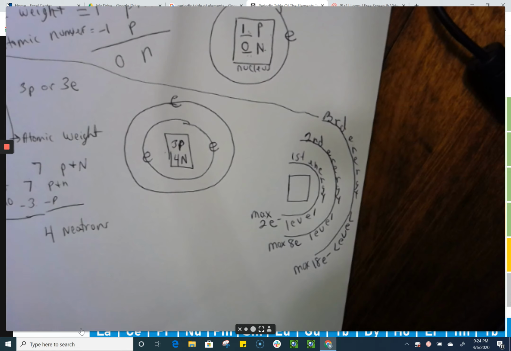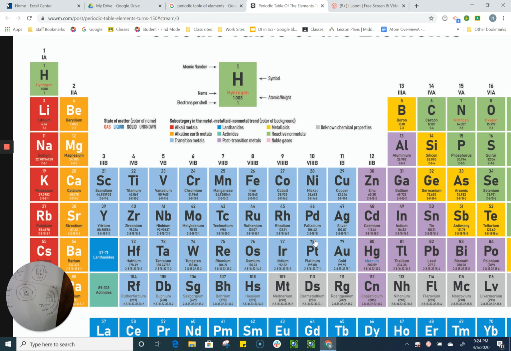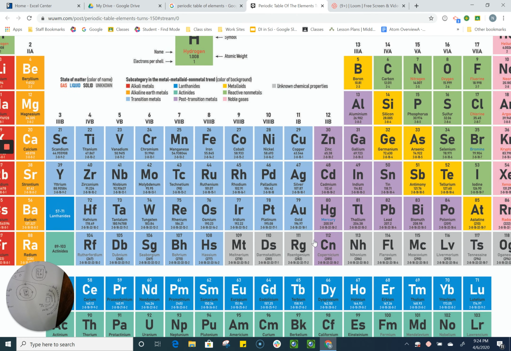So to summarize, everything's made of matter. Matter can be made of elements, compounds, or mixtures. And this table here represents the elements that we know of. Elements 1 through 92 are naturally occurring elements on our Earth.